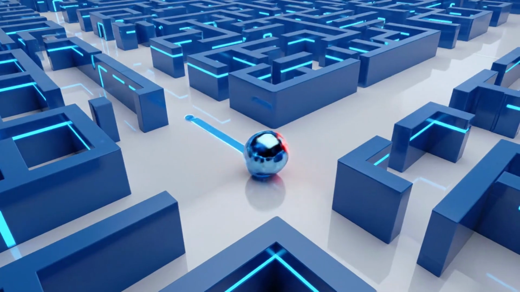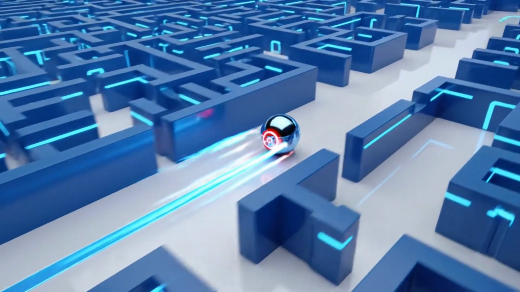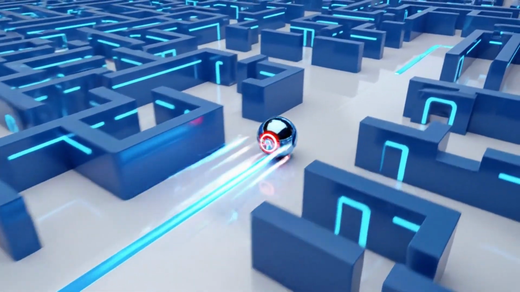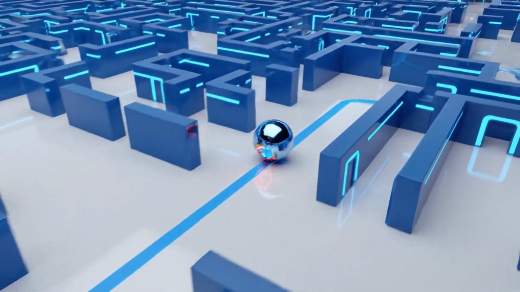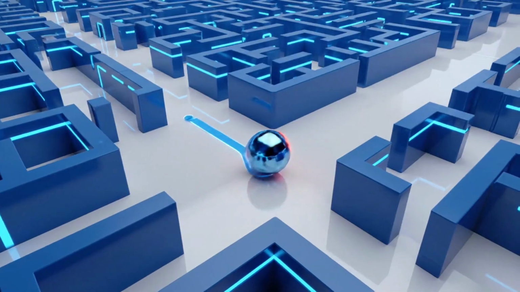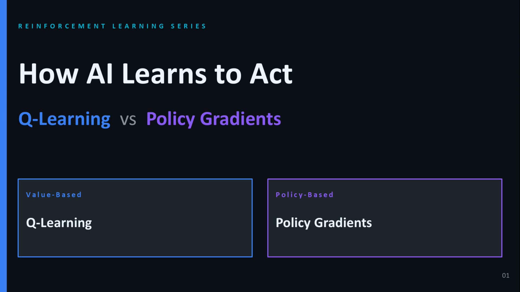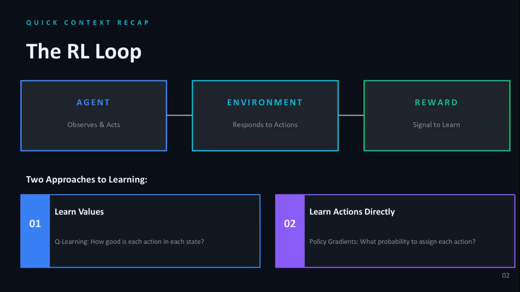How does AI go from random actions to mastering decisions like a pro with reinforcement learning? Welcome to this reinforcement learning series. In this video, we'll explore how AI learns to act and compare two powerful methods, Q-learning and policy gradients. Before we begin, let us quickly recap the reinforcement learning loop.